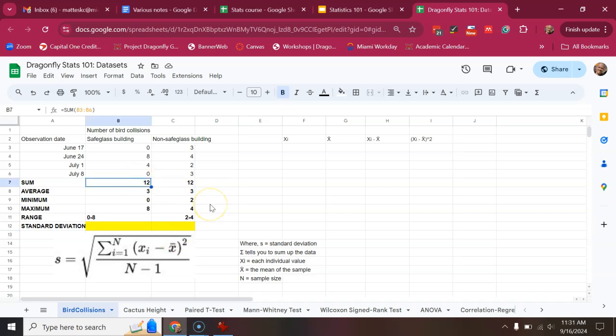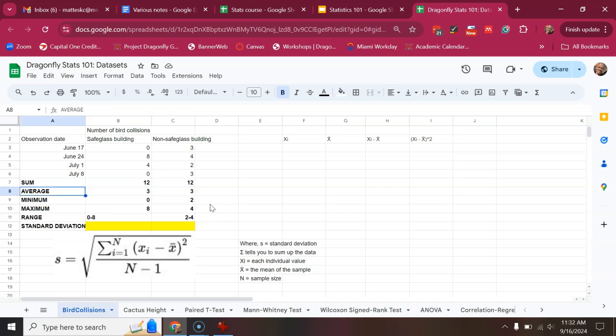So last time we looked at the sum and average and minimum and maximum of these two data sets. And what's interesting is that the average is the same for both. It's 3, even though these data sets are quite a bit different. And you can see when you look at the minimum and the maximum that there's a larger range for the buildings with the safe glass that's supposed to reduce bird collisions than the range on the non-safe glass buildings with regular glass. So if you just reported the average and just said it's the same, that really wouldn't be an accurate representation or a full representation of the data.